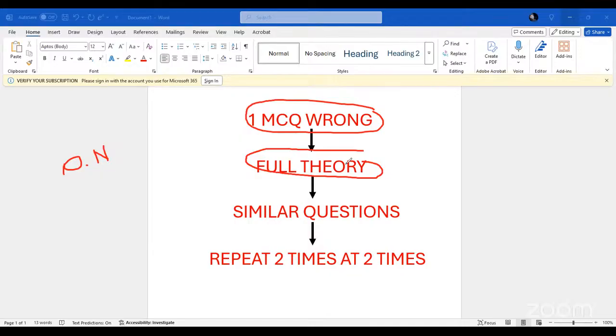That means you're going to revise everything, whatever you have studied. And then you're going to try similar questions. There are questions from 2000 onwards, and before 2000 also, you have questions from organic nomenclature. You can keep trying them. At least 10 questions might help.